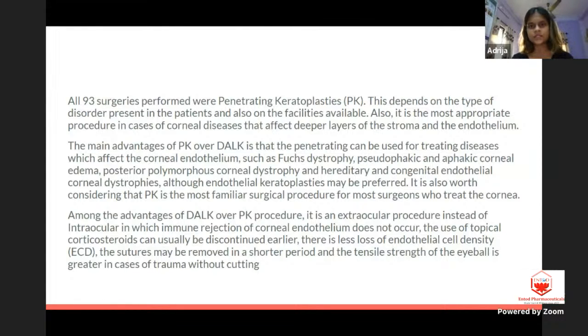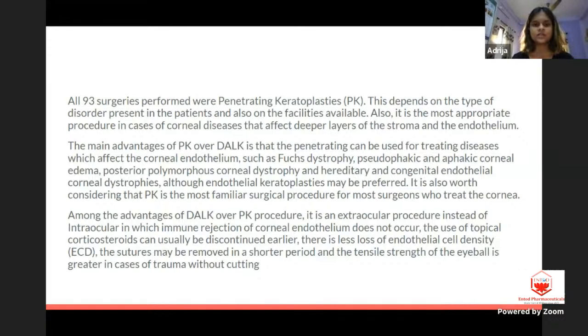The type of keratoplasty surgery depends on the type of disease that the patient presents with, whether it is involving the epithelium, the endothelium, or the stroma. However, in most cases, penetrating keratoplasty is preferred due to the infrastructure available and the level of training of the surgeons. Also, because most of the cases presenting here involved almost full thickness of the cornea.